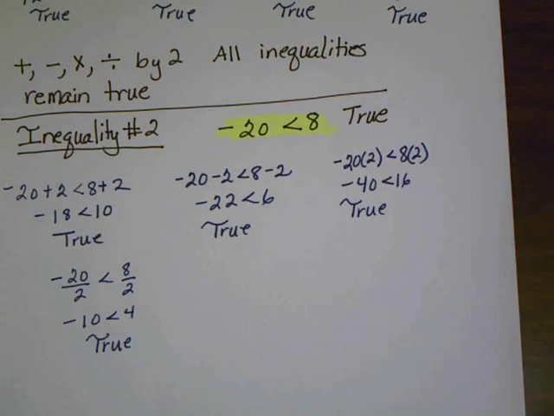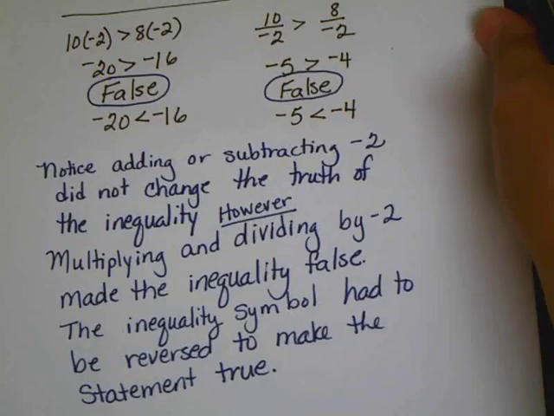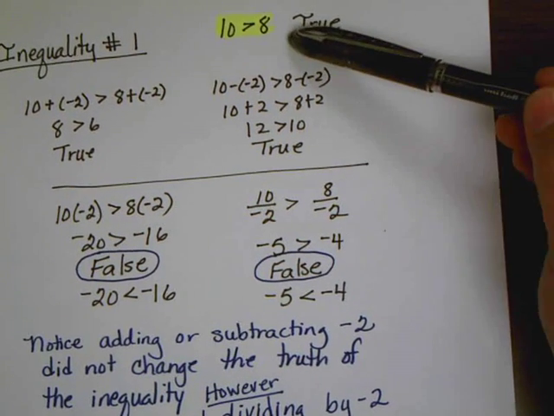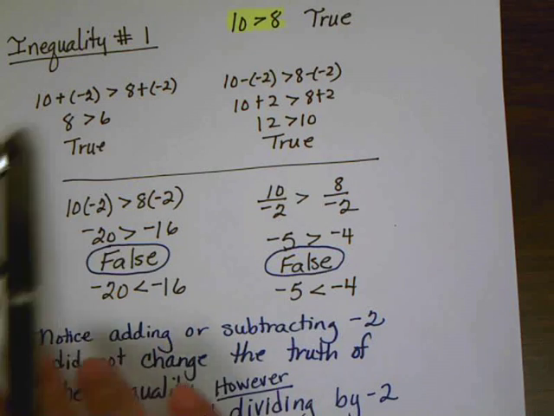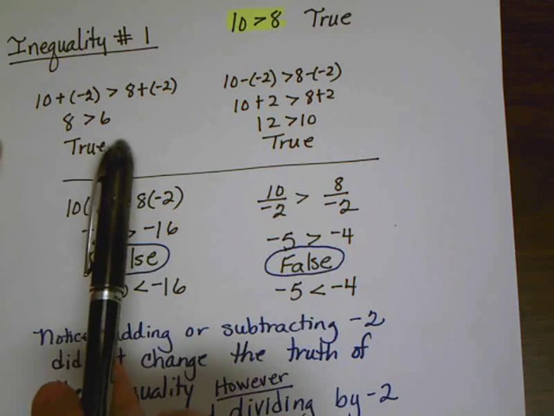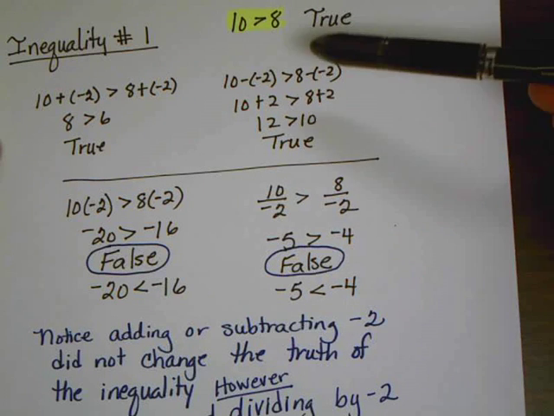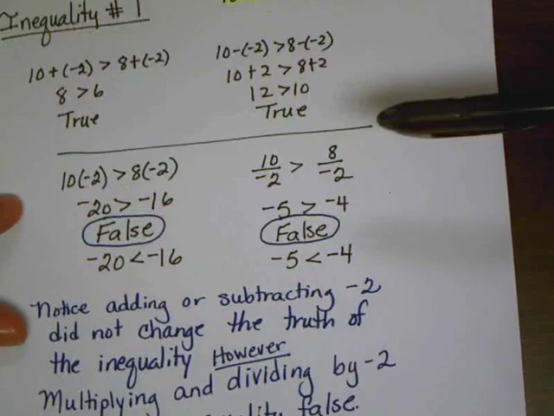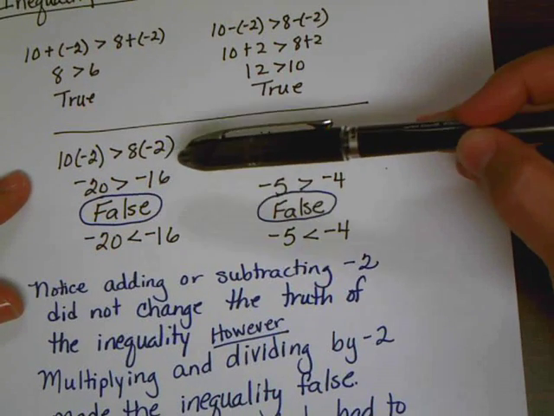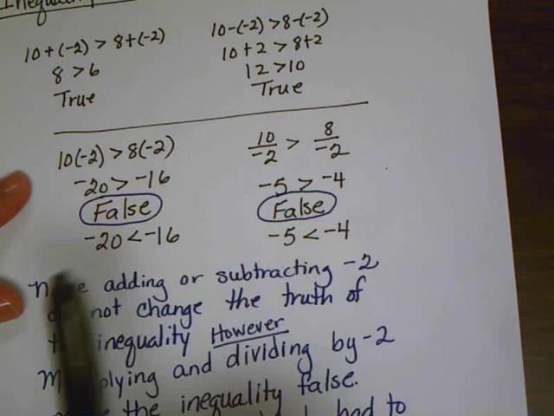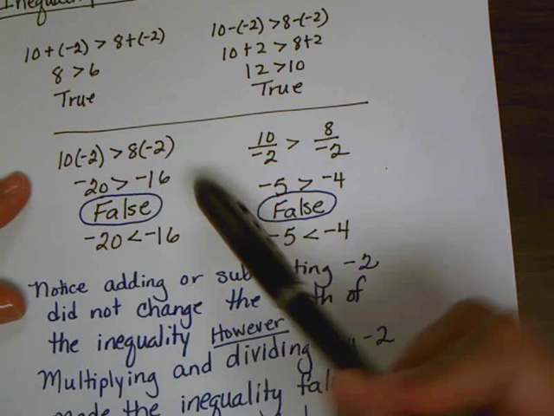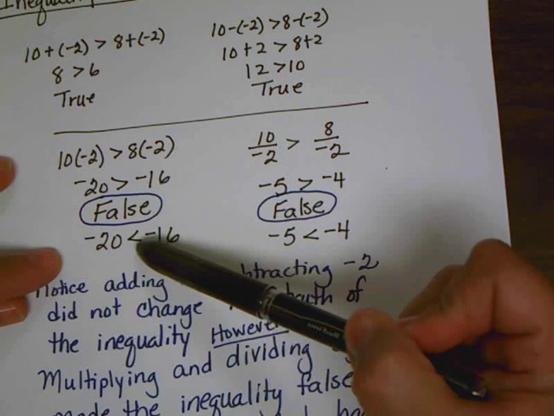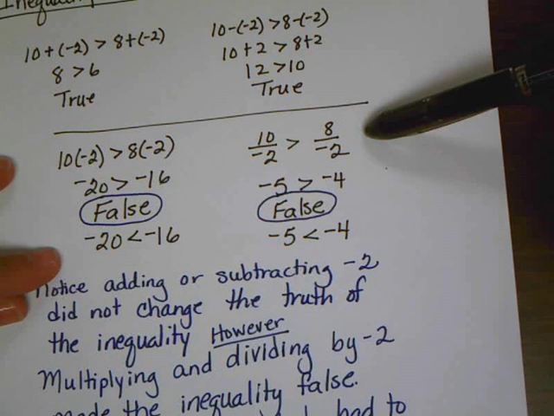Then I took my same inequalities, and instead of using 2, I used negative 2. My first inequality I started with was 10 is greater than 8. I add negative 2 to both sides: 8 is still greater than 6, true. I subtract negative 2 from both sides, and 12 is greater than 10, still true. But I want you to notice what happened when I multiplied by negative 2. I get negative 20 is greater than negative 16. That's false. So to make that statement true, I must reverse the inequality symbol.